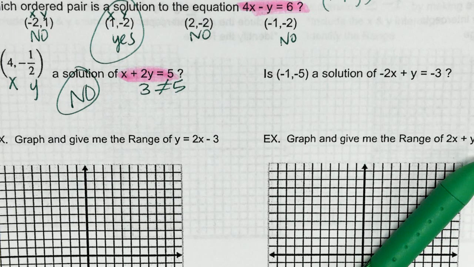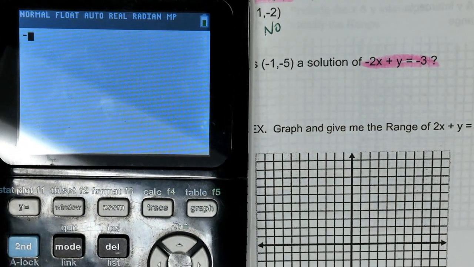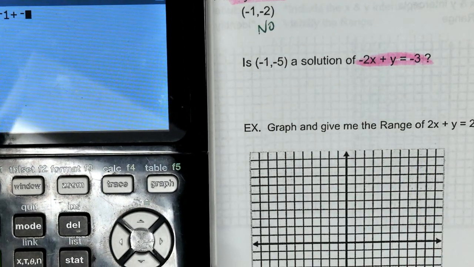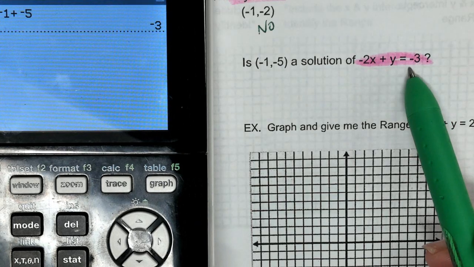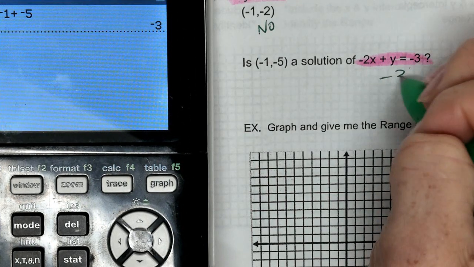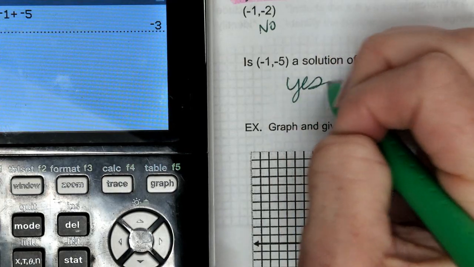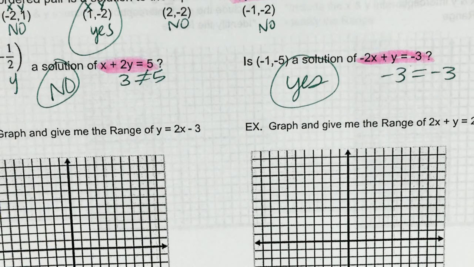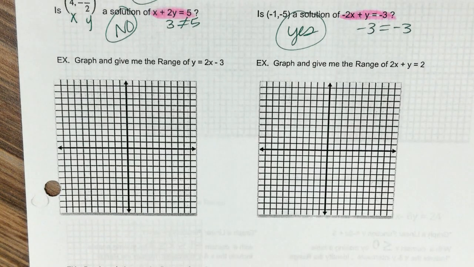All right, let's check this next one. So -2 times x, which is -1, plus y plus -5, is that equal to -3? Yes, -3 does equal -3, so the answer is yes. This coordinate would fall on that line. It is a solution. Okay, do y'all have any questions on how to see if a coordinate is a solution? Now we're going to get into our graphing, okay?